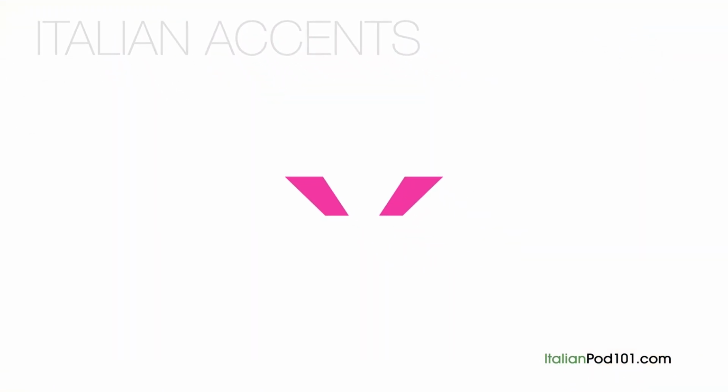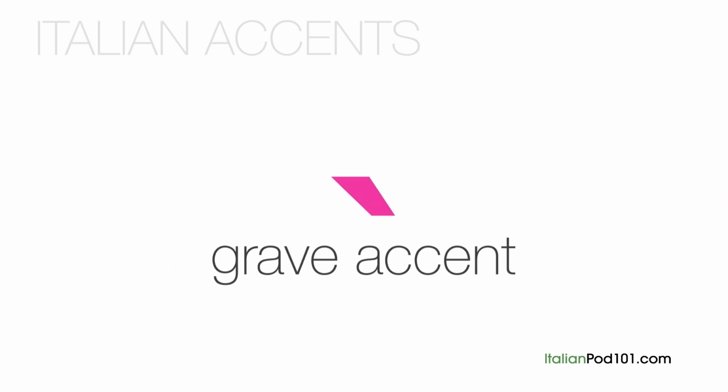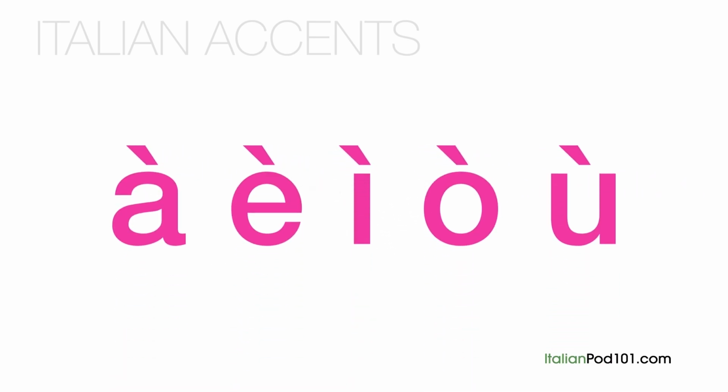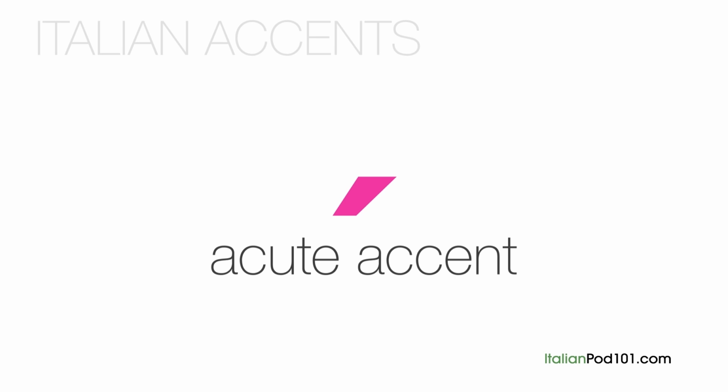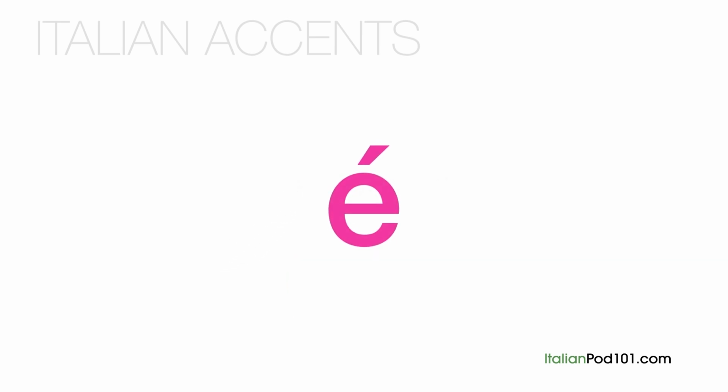There are two main accents in Italian. The first is the grave accent. It can appear over all vowels, but only if that vowel is the last syllable of a word. If it appears otherwise, it's likely an unusual pronunciation. It's represented by a downward stroke. The second accent is the acute accent, which can only appear over the vowel E. It's represented by an upward stroke.